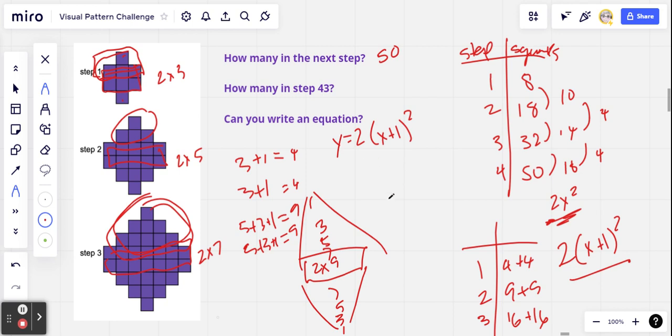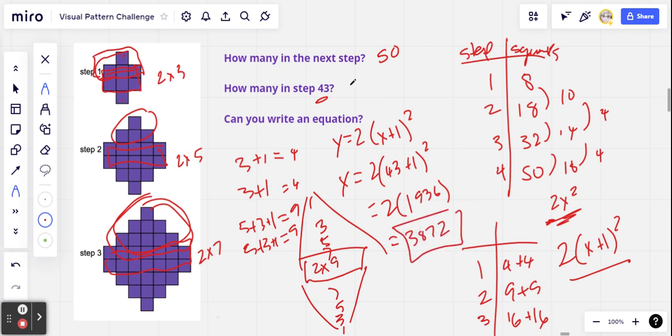I think this is actually a more convenient way to use it because we're going to plug 43 in here, and it's just easier to plug 43 in once rather than having to plug it in twice when we FOIL this out. So to get the number of squares in step 43, we're going to have 2 times 43 plus 1 quantity squared. So 43 plus 1 is 44, and 44 squared is 1,936, and doubling that, we get 3,872. So I think there are 3,872 squares in step 43.